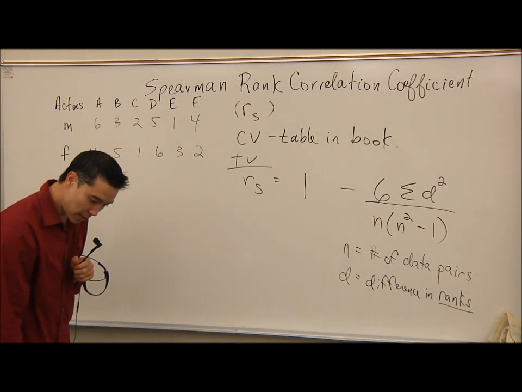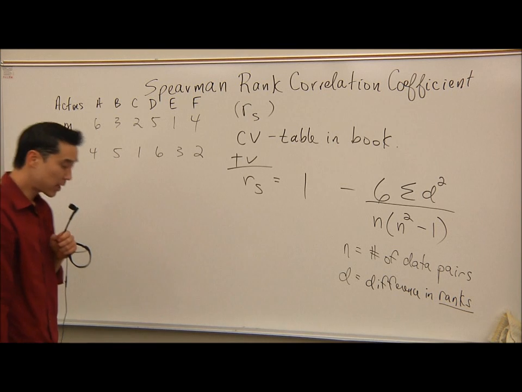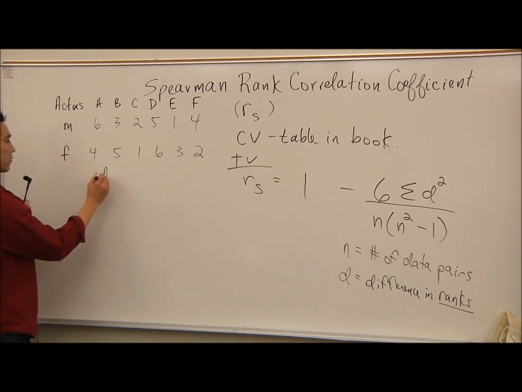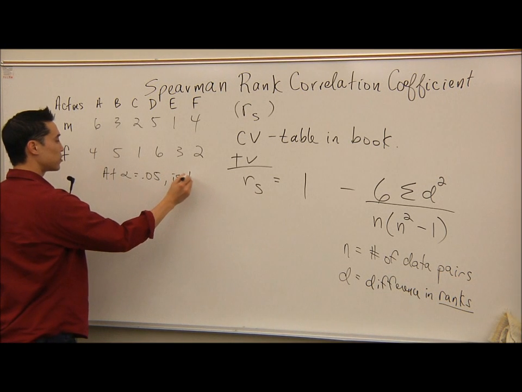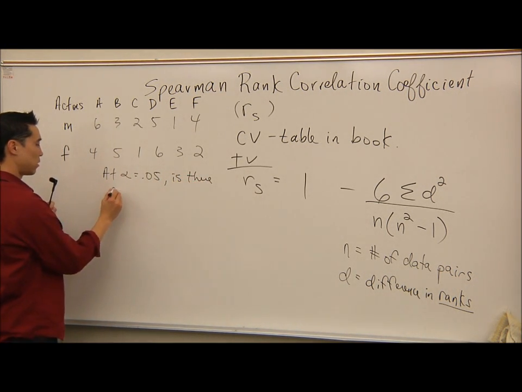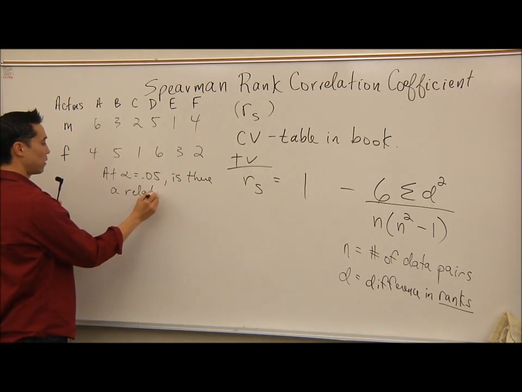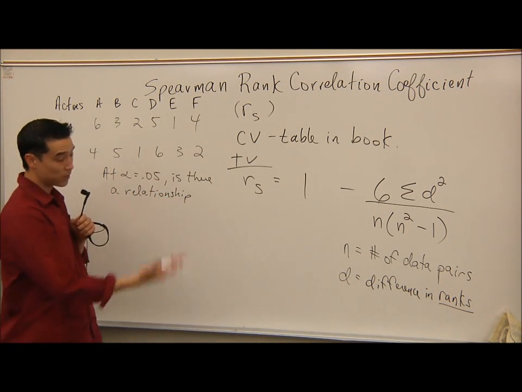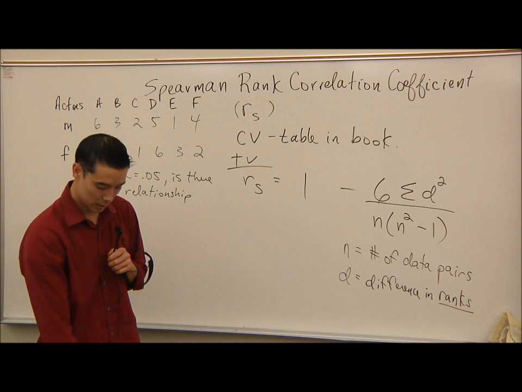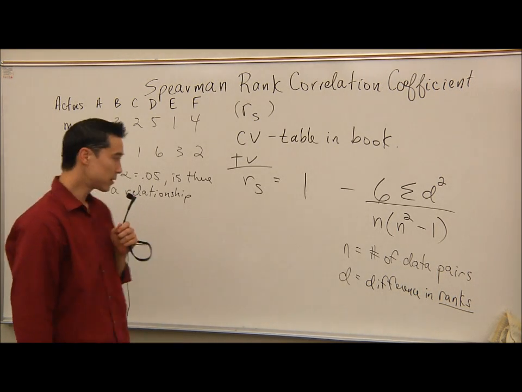The question is, at alpha equals 0.05, is there a relationship between the rankings? And then it will say, use the Spearman rank correlation coefficient. Okay, let's get this started.